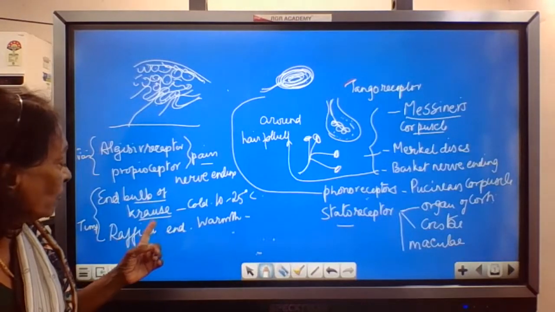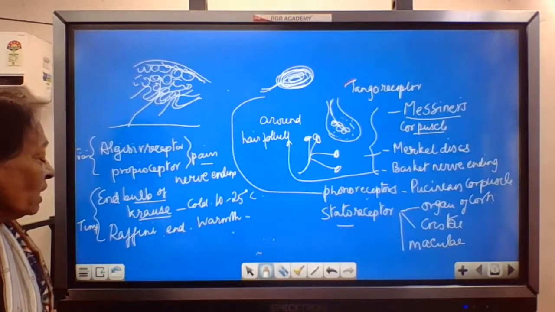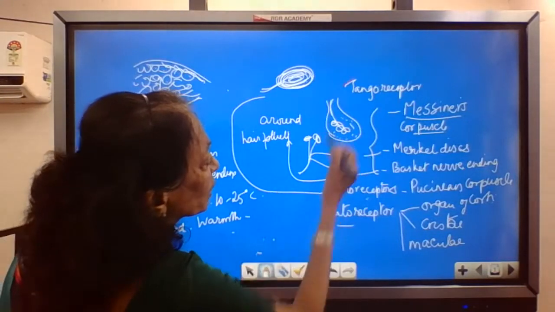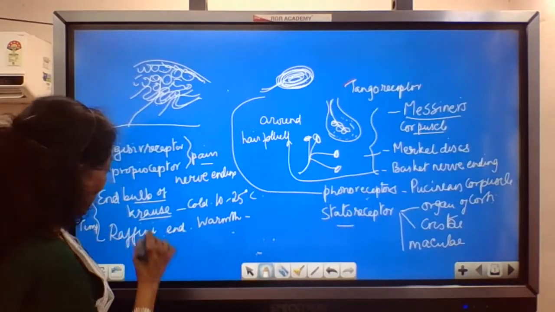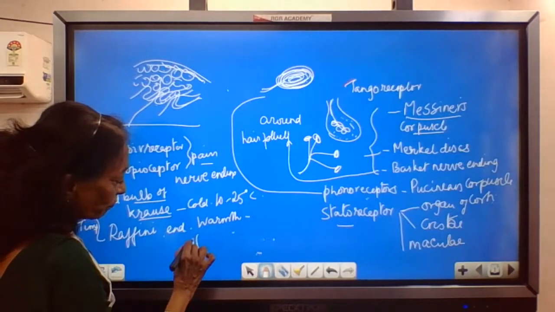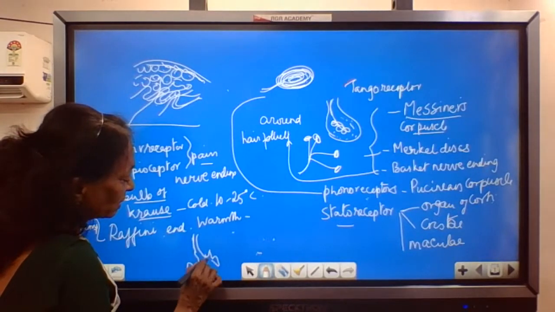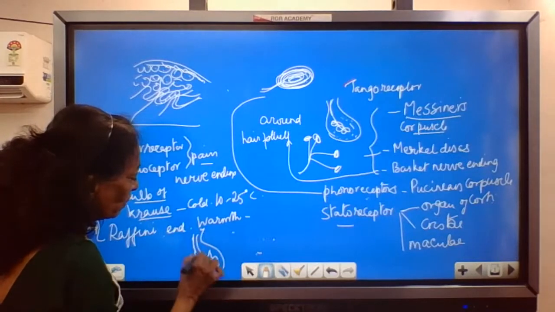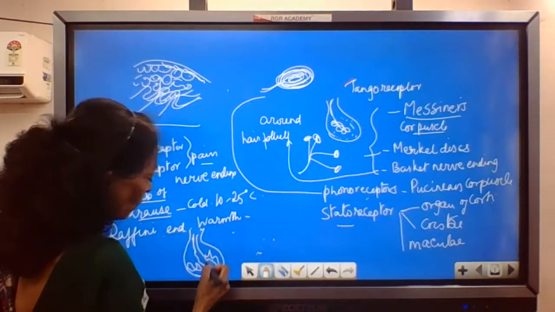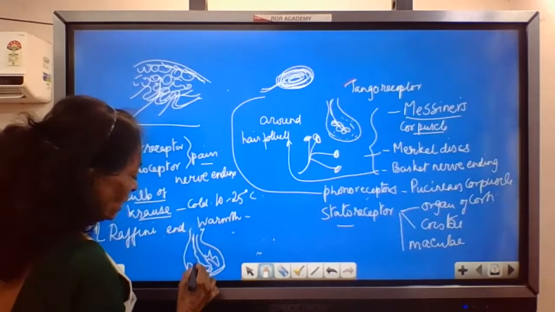That is the end bulb of Krause, and the Ruffini ending. The Meissner's corpuscle is more or less similar, but the end bulb is a bulbous structure. There are two nerve endings, and they branch out inside the structure, and the whole thing is enclosed in a bulb-like structure. That's the only difference. Here a single nerve ending will be there, here double nerve endings. They don't wind around the ending. They branch out in this.